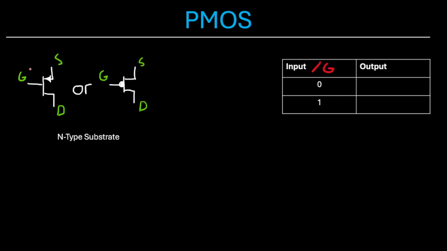So if we input a 0 or ground at the gate, this PMOS transistor will be on, and there will be a connection from drain to source, resulting in an output of 1. Now, the flip side, if we input a 1 on the gate, or say 3.3 volts, this transistor will be off and there will be no connection between drain and source, resulting in an output of 0.